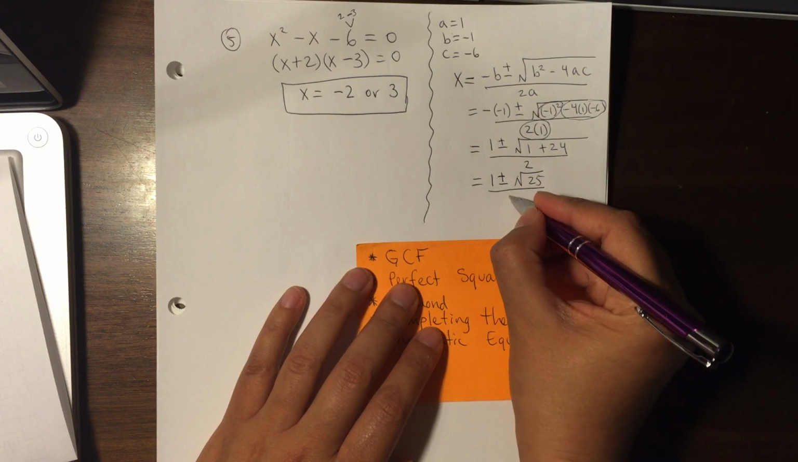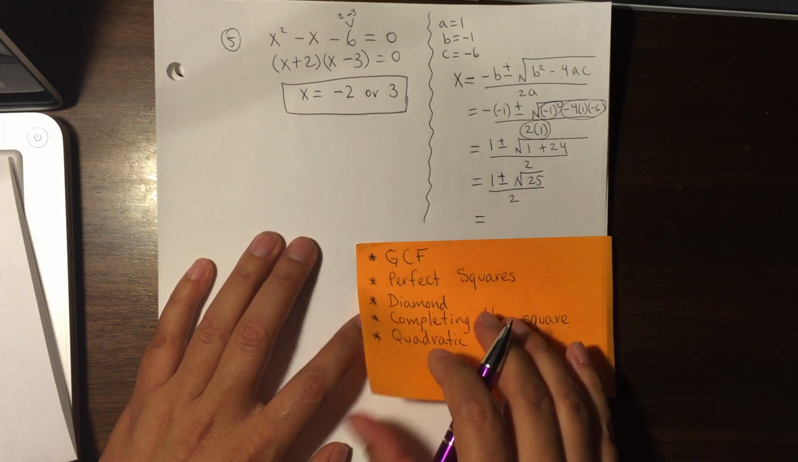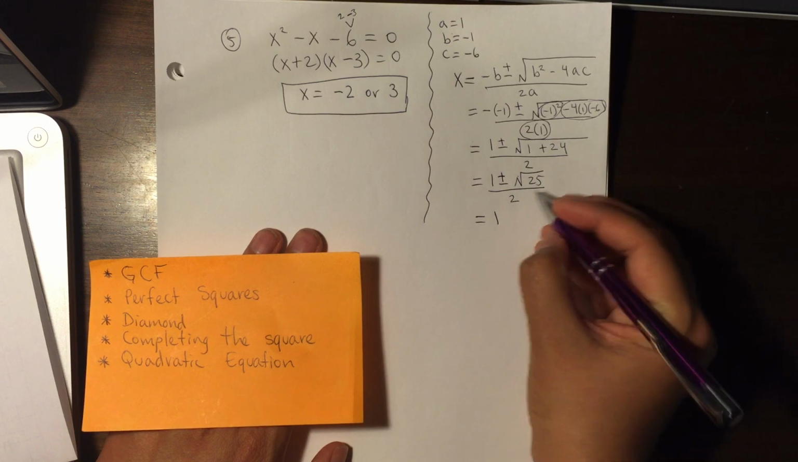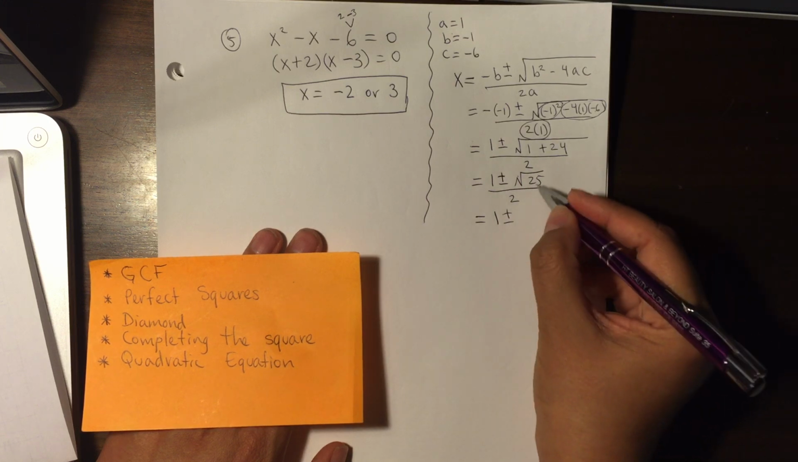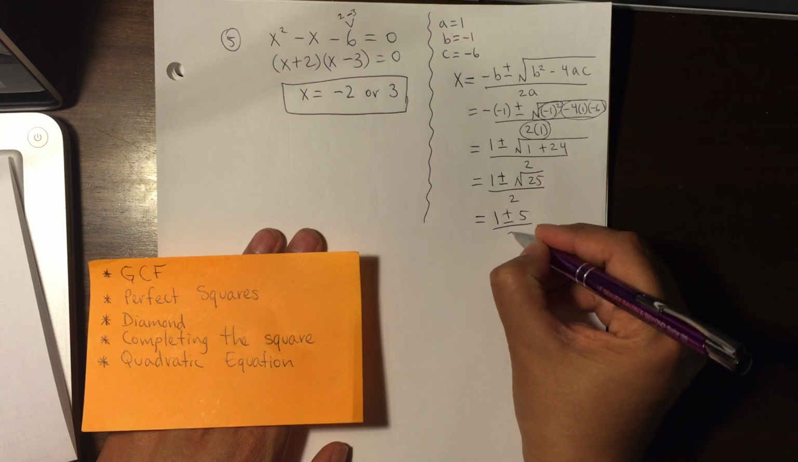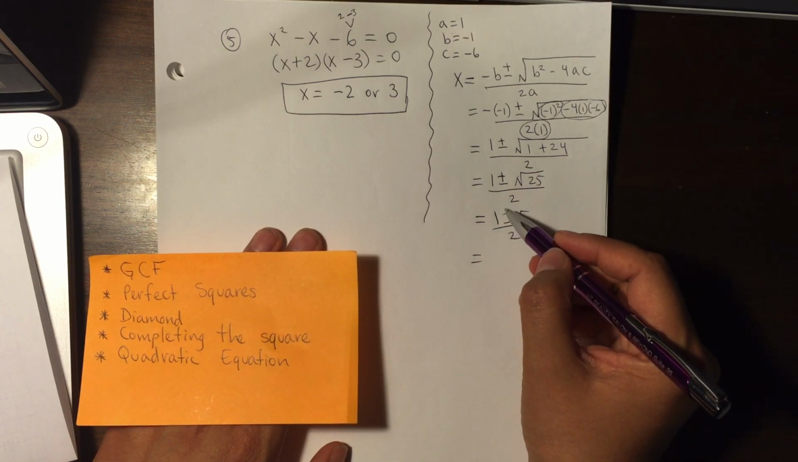And all over 2. And so, sorry about that. I put the 1 in here. Plus minus the square root of 25 is 5, divided by 2. And so now I can look for my two parts.